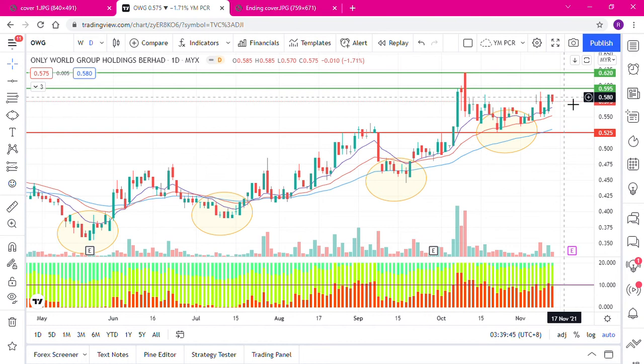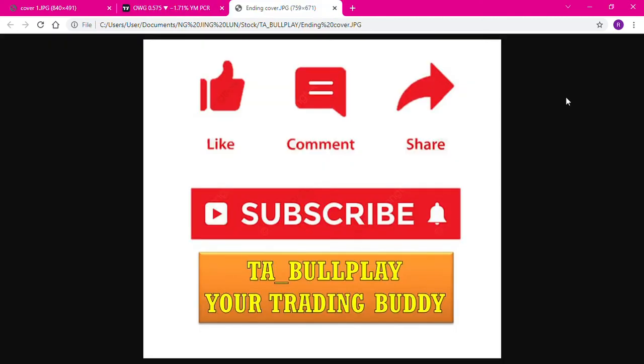So that's all the counters that we're going to share with you today. Four counters in total: the Tesla, the Alibaba, SCGM, and also the OWG. So we come to the end. Here are the four counters that we shared with you today.